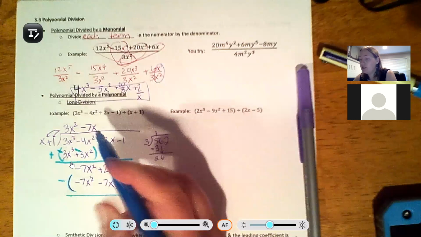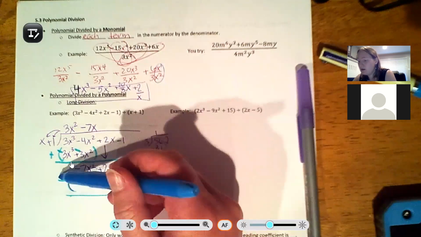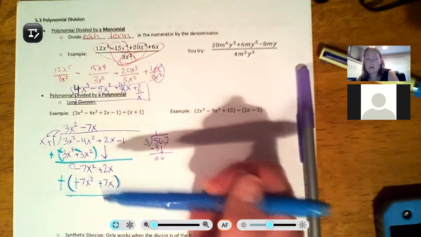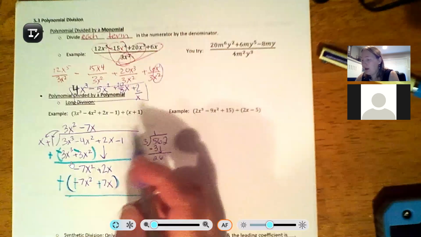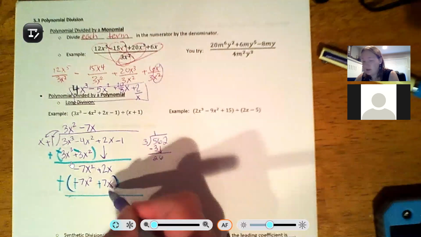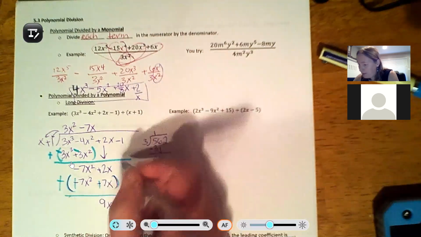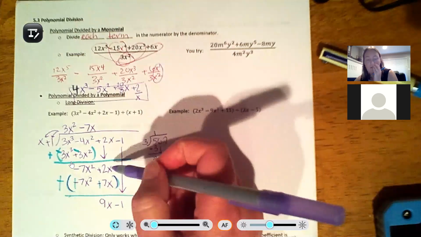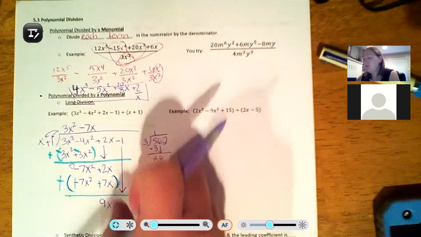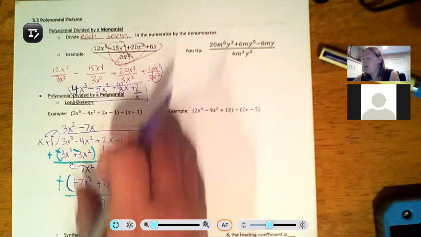And again, you can change it to adding the opposite. And so I'm going to follow the blue now. That goes away. I have 2x plus 7x is 9x. And then bring down my next term. And I often actually bring down all my terms. That way I don't lose it if things don't line up nicely.